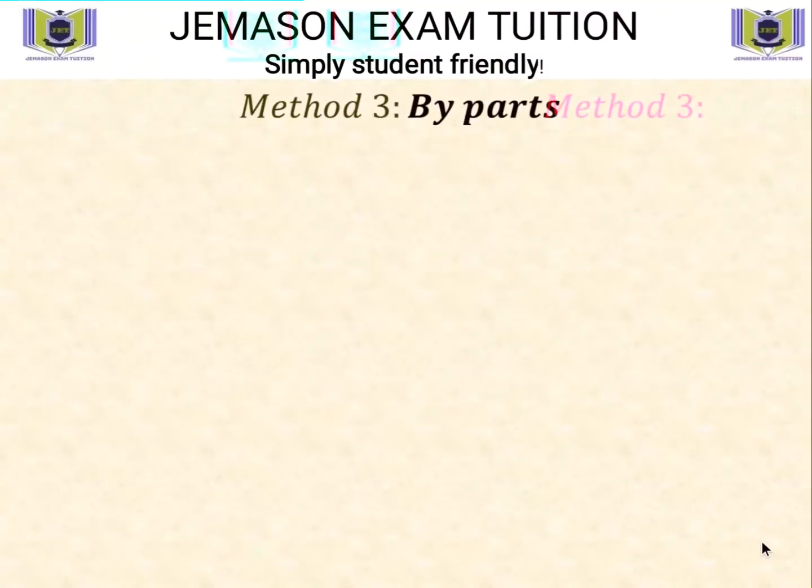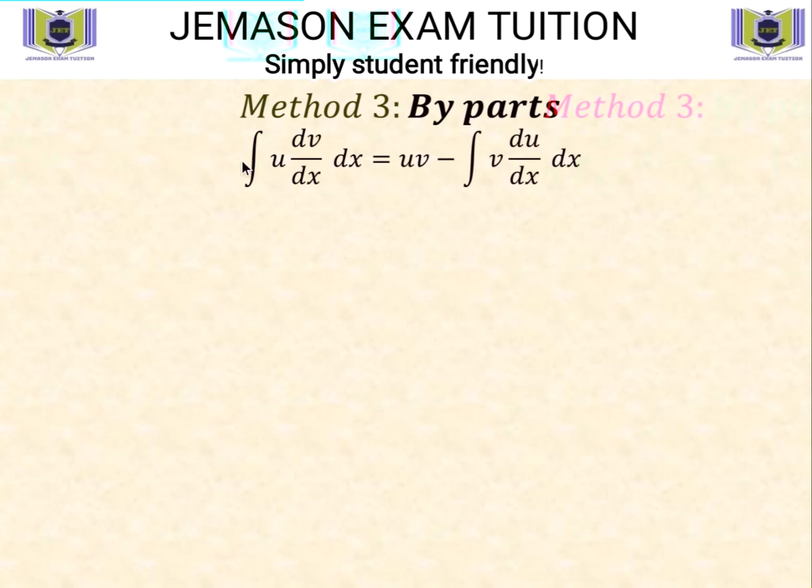In the last method, we're going to use integration by parts, and the formula is that if we have the integral of a product of two functions, it might be possible for us to consider one of the functions as u and the other one as dv dx. The function that is easy to differentiate should be the u, while the function that is easy to integrate should be the dv dx. And integrating that function with respect to x, the formula says we multiply u by v, then subtract the integral of v du dx, and then dx. And this comes actually from the product rule of differentiation.